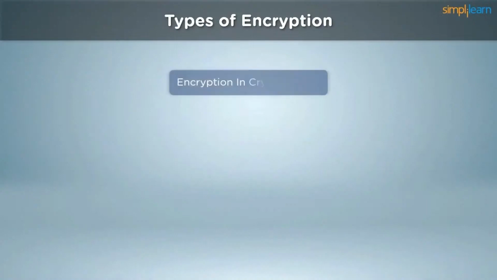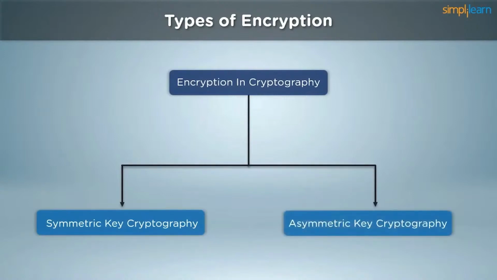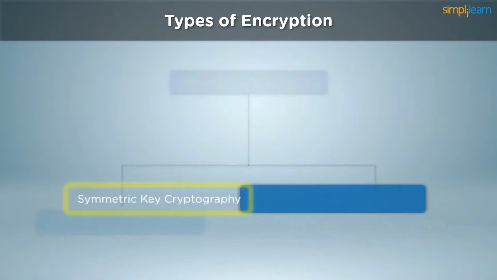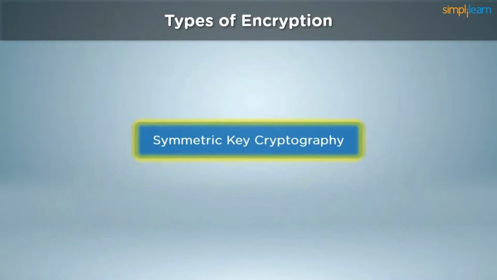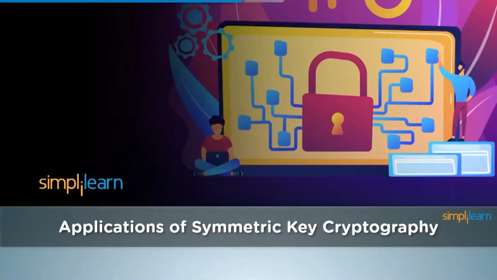There are two types of encryption in cryptography: symmetric key cryptography and asymmetric key cryptography. Both of these categories have their pros and cons and differ only by their implementation. Today we are going to focus exclusively on symmetric key cryptography. Let us have a look at its applications in order to understand its importance better.